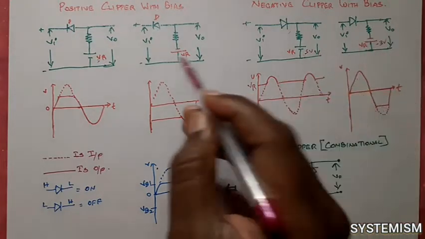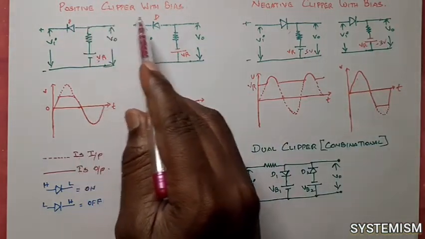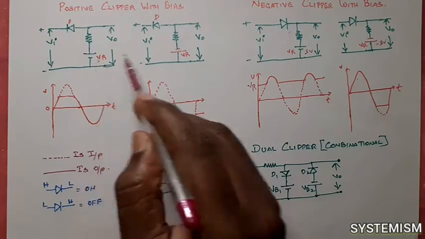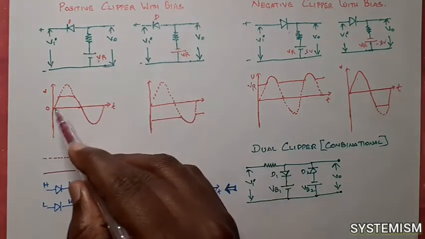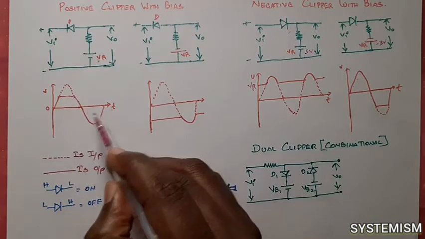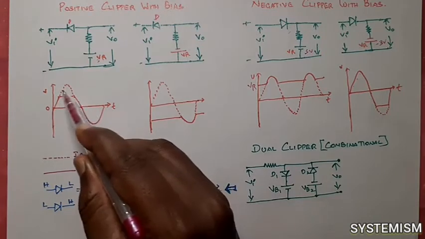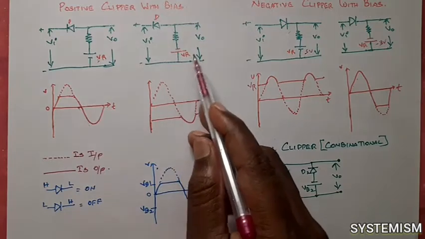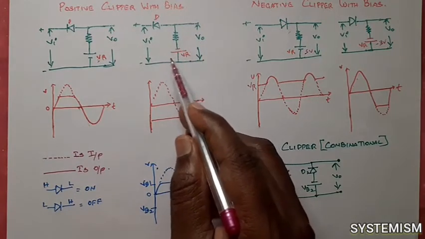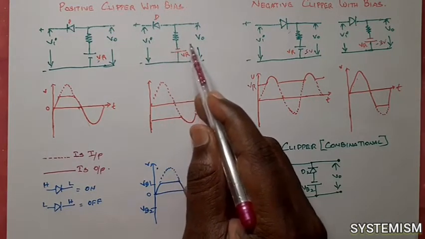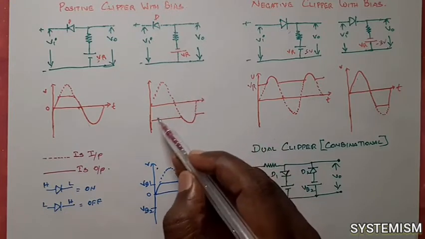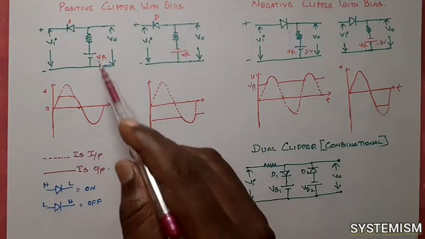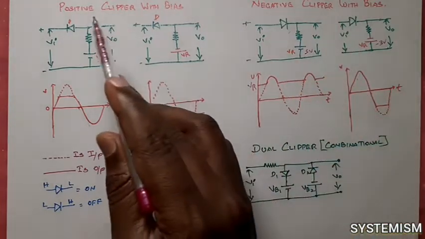In the same way, you can also check for the positive clipper with positive bias and negative bias. If you are getting a positive bias, then your signal will go like this, and you will clip away this portion. If you give a negative bias, then you can clip away this much portion of your positive. See here in this total circuit, this is a positive clipper.